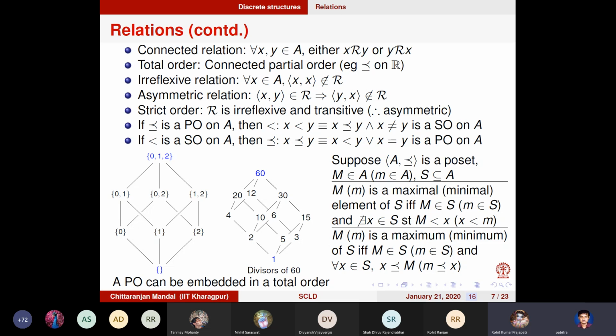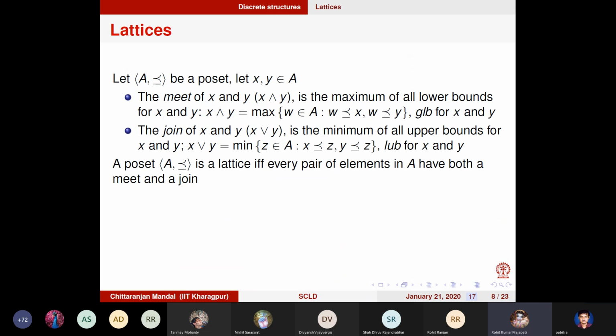Anybody? What are the maximal elements? 2, 5, 3, 10, 6, 10, 15. 10, 6, and 6, 15. 15. And what is the maximum element? Sir, does not exist. Does not exist. Very good, very good. It does not exist.